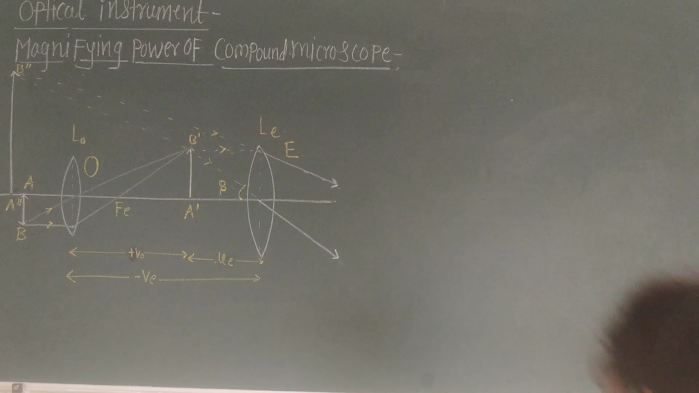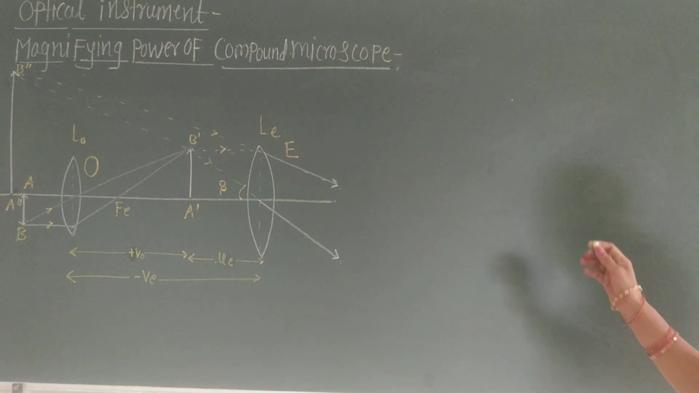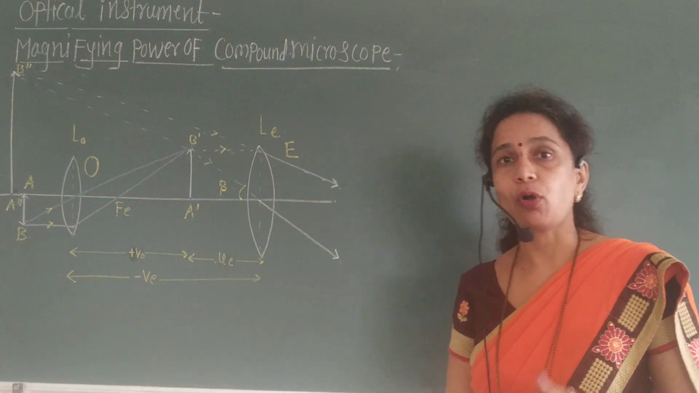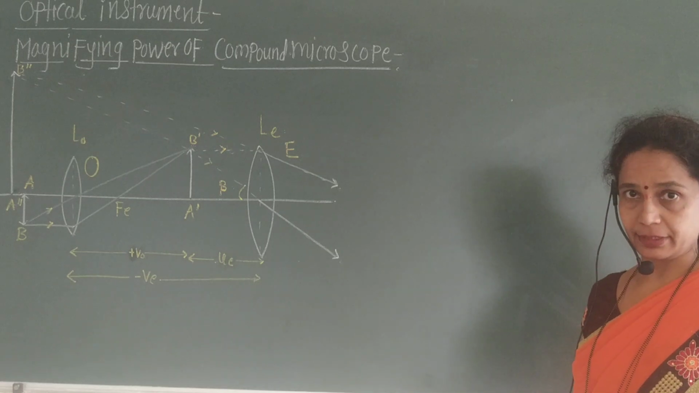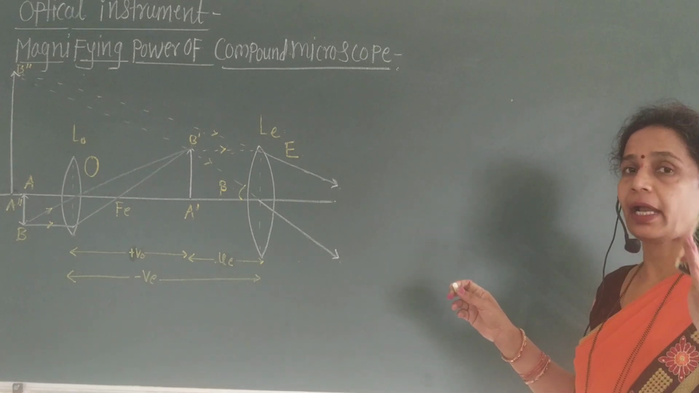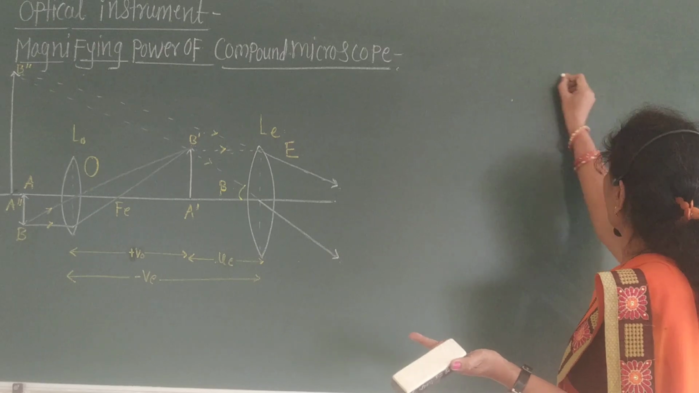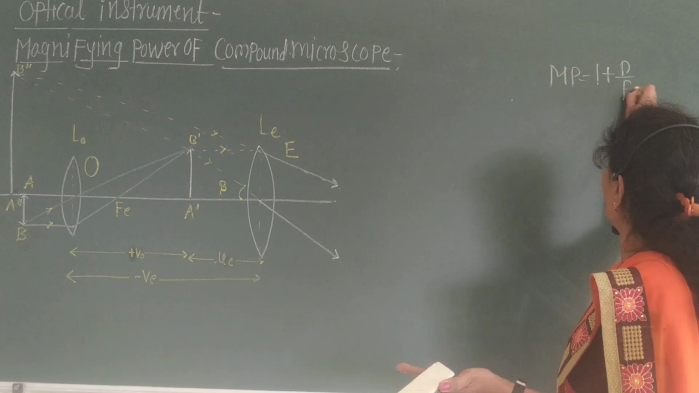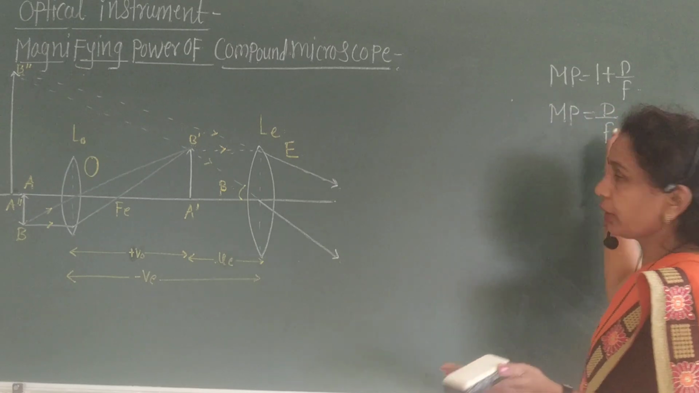Magnifying power of compound microscope. Let us see this. We have just seen the magnifying power of a simple microscope. There are two cases. In the first case, when the image is formed at the least distance of distinct vision D, we get MP is equal to 1 plus D upon f, and in the second case we get MP is equal to D upon f.